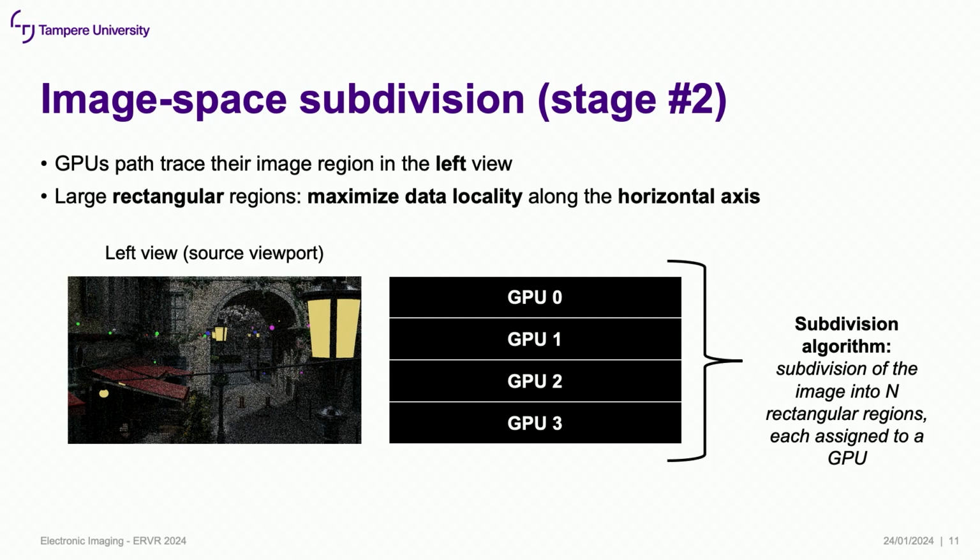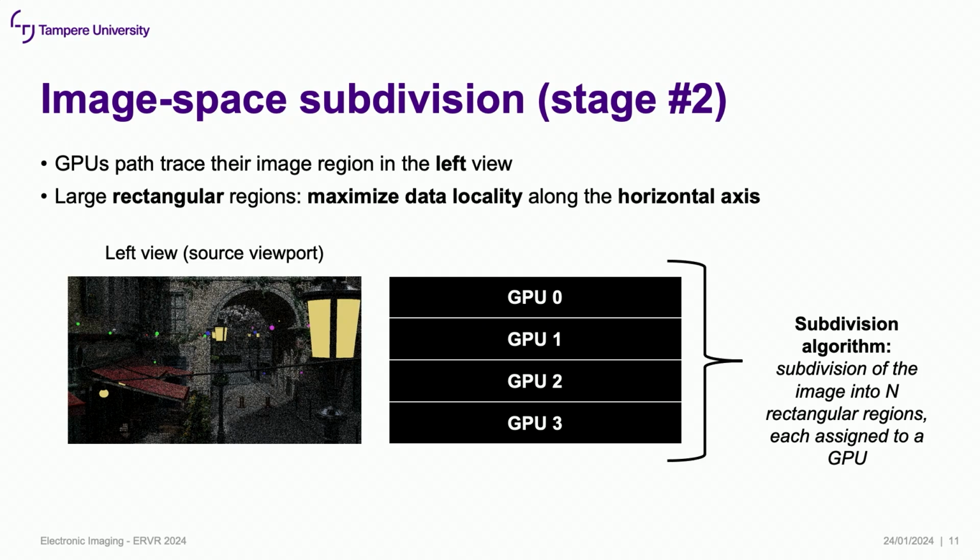For stage 2, which is the rasterizing stage, we decide to subdivide the image into large rectangular regions. This way we maximize the data locality along the horizontal axis. Why are we doing that? Because when we reproject pixels from the left to the right eye, the two eyes are separated along the horizontal axis, and we know it's a fixed distance between your eyes. And so we maximize this.